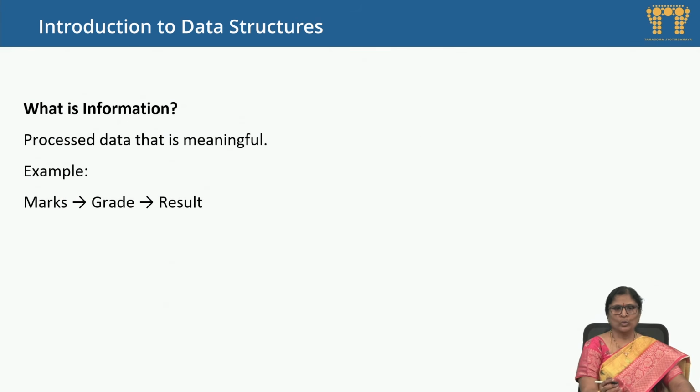Then we move on to what is called information. In the previous slide, we discussed data, a collection of things which is not meaningful. But information is data that has been processed. When the data is processed and has some meaning to it, it is called information.